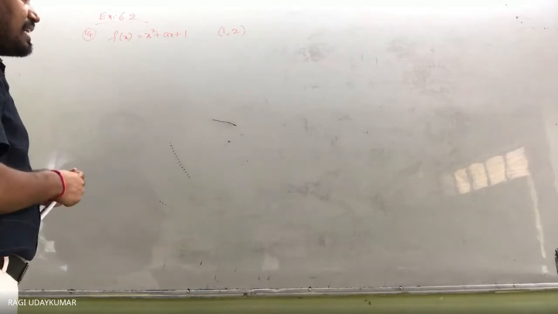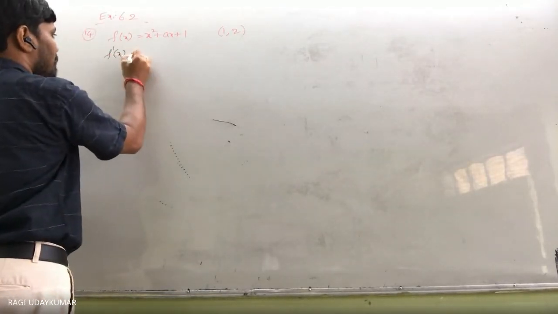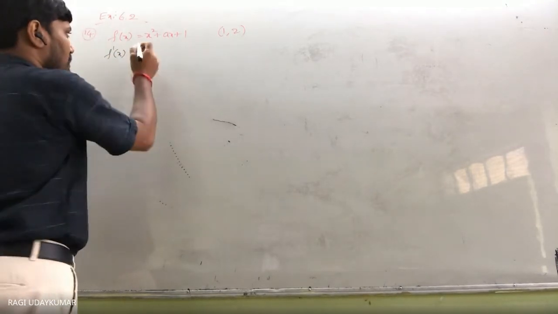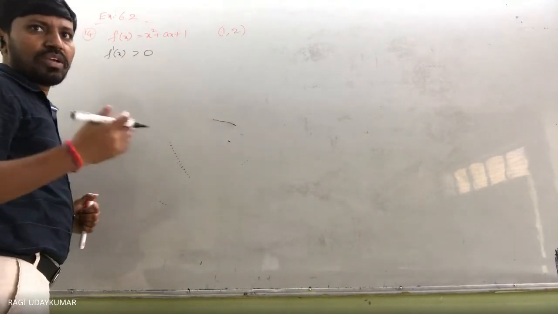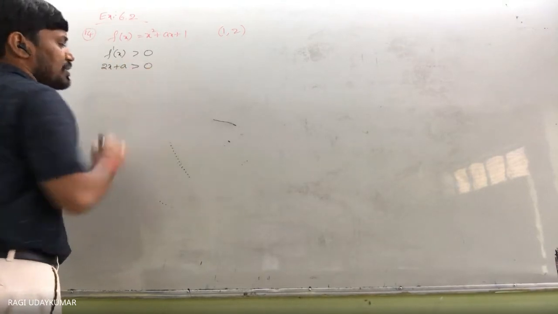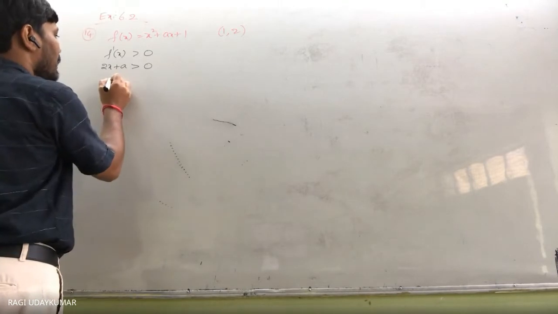So when it is strictly increasing, we need to find f dash of x. F dash of x is greater than 0 in that particular interval. Directly I'm writing, so f dash of x, what we get here? 2x plus a should be greater than 0. And what is the least value of a is the question. So what do you get here?